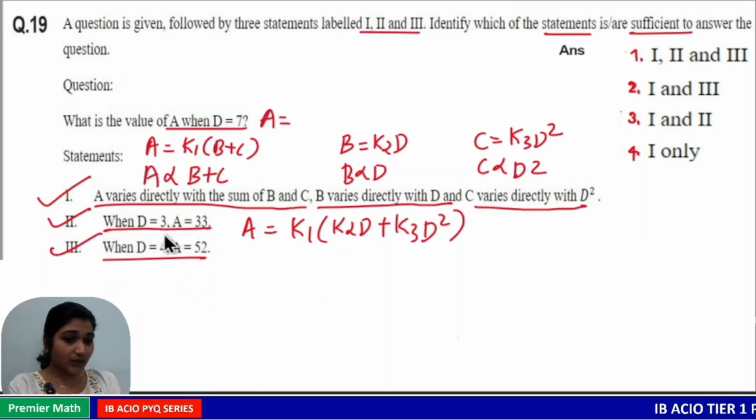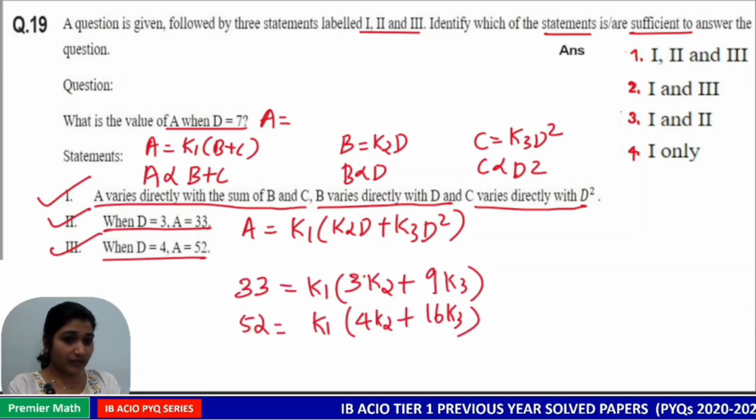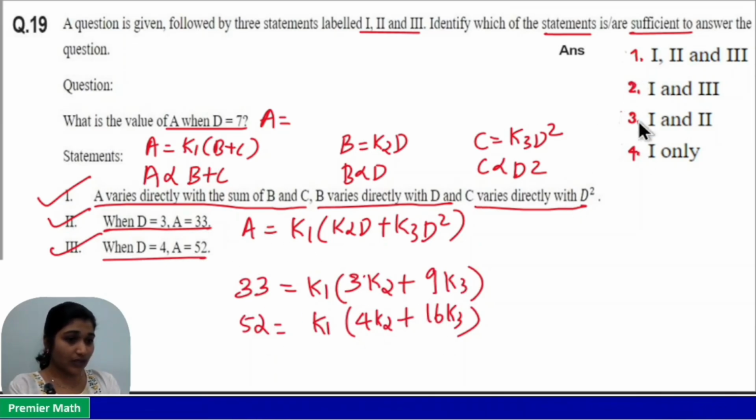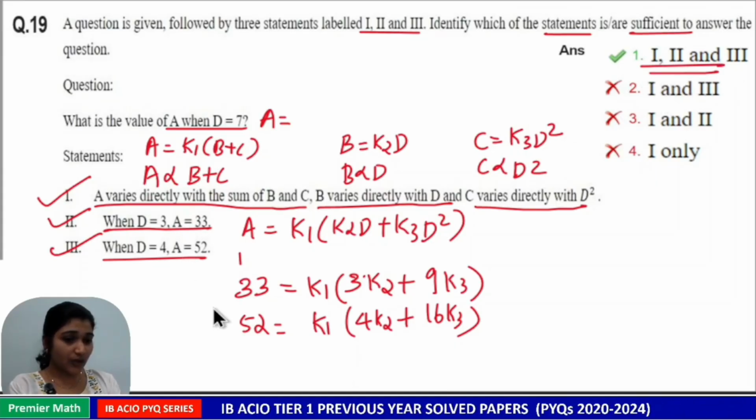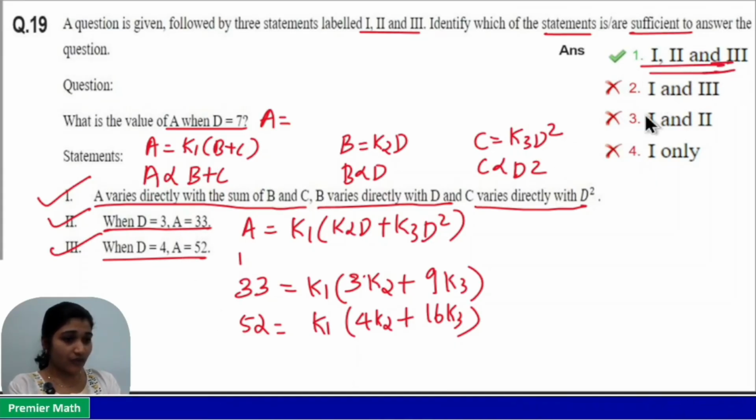So when D equal to 3, A equal to 33, and when D equal to 4, A equal to 52. From this 2 we can form two equations, and then we can definitely find the value of A. If you look at the option, it is clear that with this we can find the value of A. So statement 1, 2 and 3 needed to find the value of A. No need to solve it. Just by looking at, we can find option 1 as our answer.